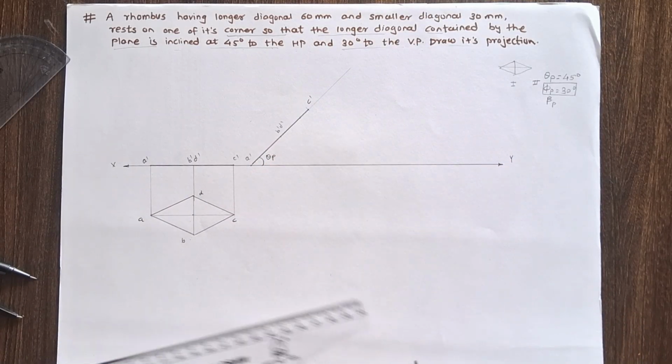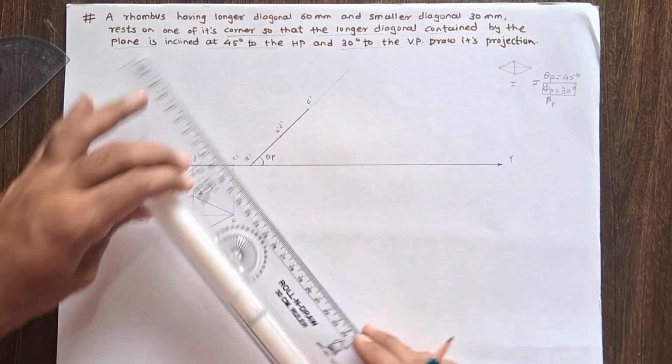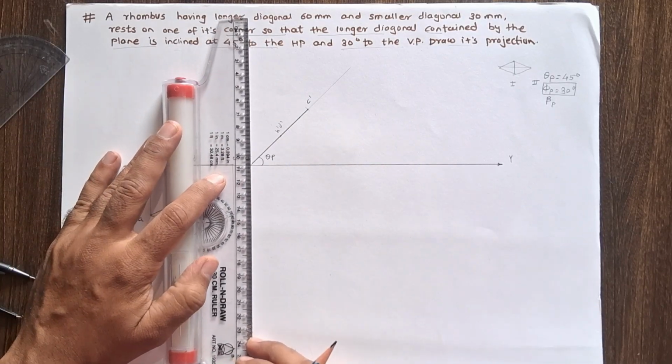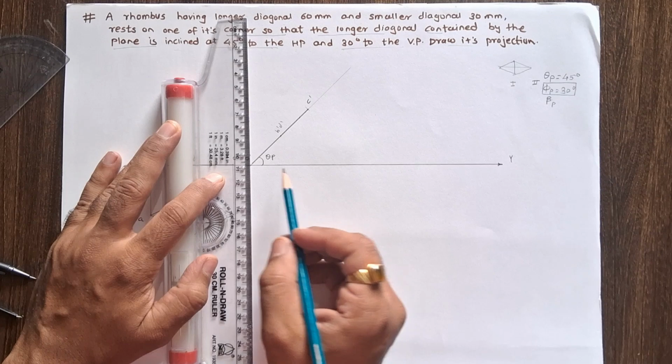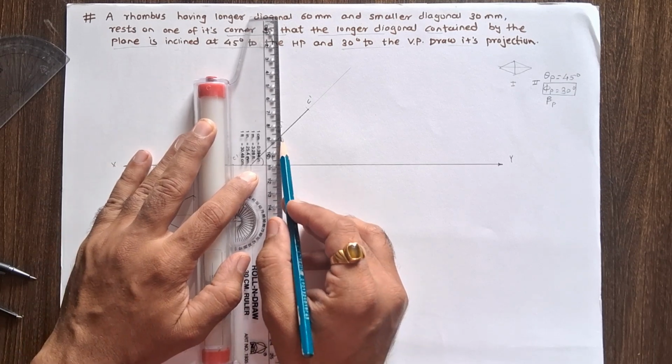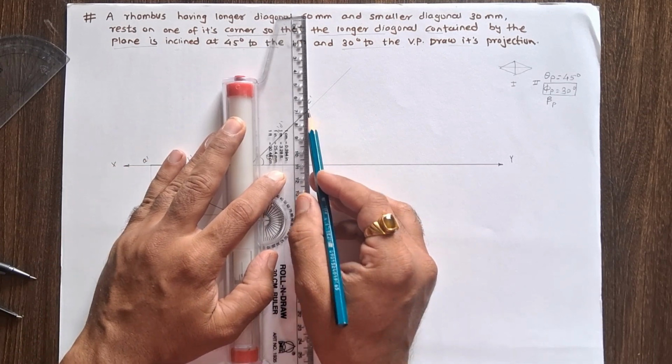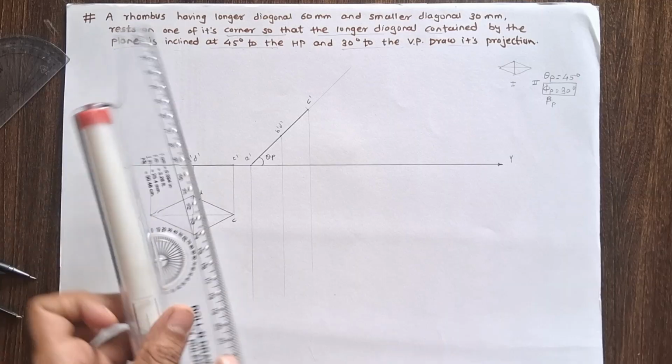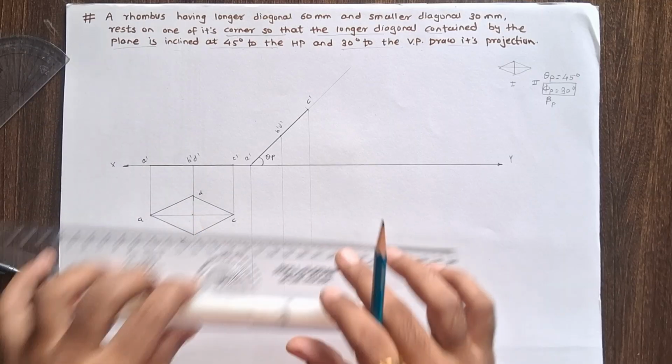theta plane inclination. Now for the second stage top view, take a vertical downward projection. Now you can see here, take a vertical projection, and from the stage 1 top view, take a horizontal projection.